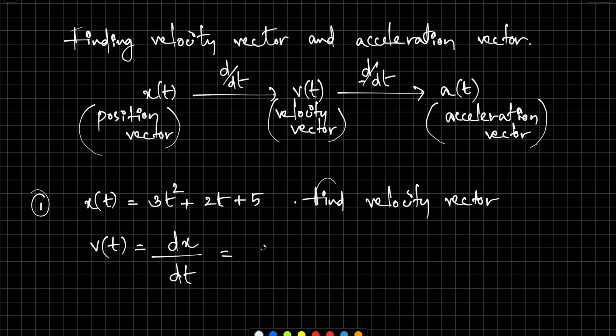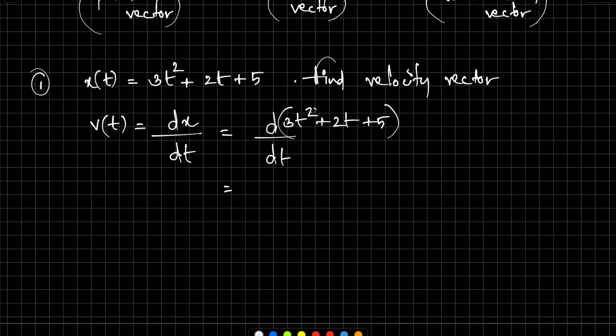What is our position function? D by dt of position function is 3t square plus 2t plus 5. How do you differentiate it? There is a shortcut: multiply the power with the coefficient, then t to the power minus 1. But I'm going to use the proper method here. So split the differential: d by dt of 3t square plus d by dt of 2t plus d by dt of 5.